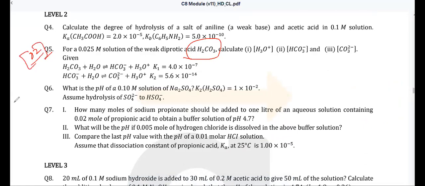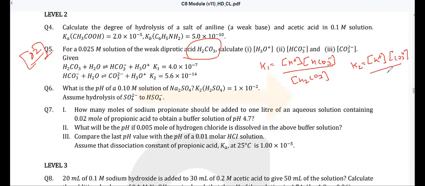A simultaneous equation, yes or no? So K1 is equal to concentration of H plus into concentration of HCO3 minus divided by concentration of H2CO3. And K2 is equal to concentration of H plus into concentration of CO3 2 minus divided by concentration of HCO3 minus. Right? Agree?